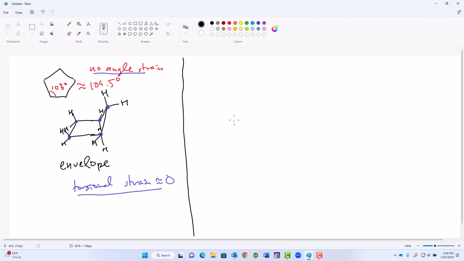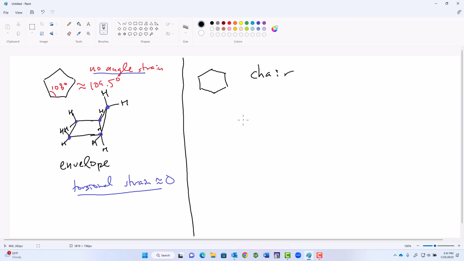And for the final one, let's examine cyclohexane. So we'll be seeing a lot of cyclohexane in this course and in the following course if you take 252. Cyclohexane, again, if it's planar, it's going to have a lot of eclipsing interactions. So we want to somehow twist it out of the plane to reduce the torsional interaction. And it turns out that the most stable conformation for cyclohexane is called a chair.